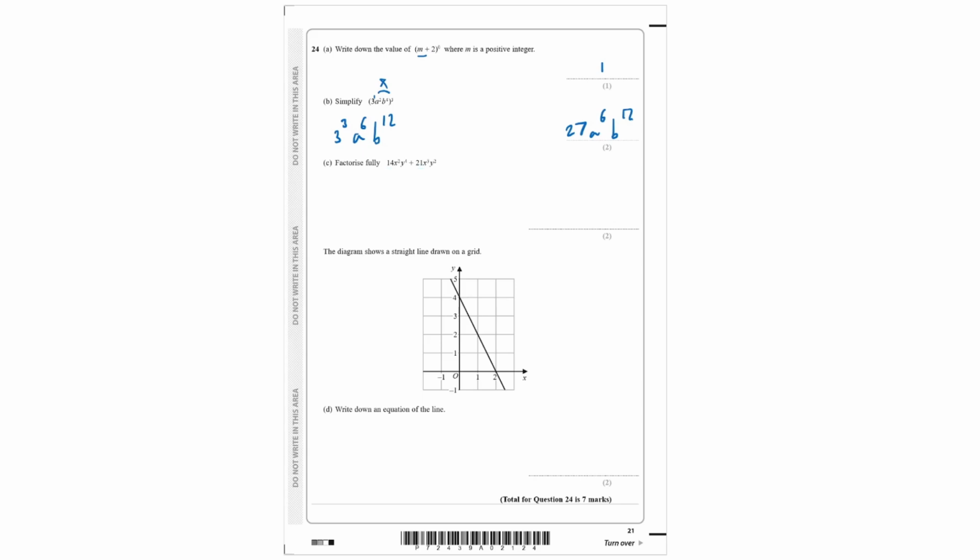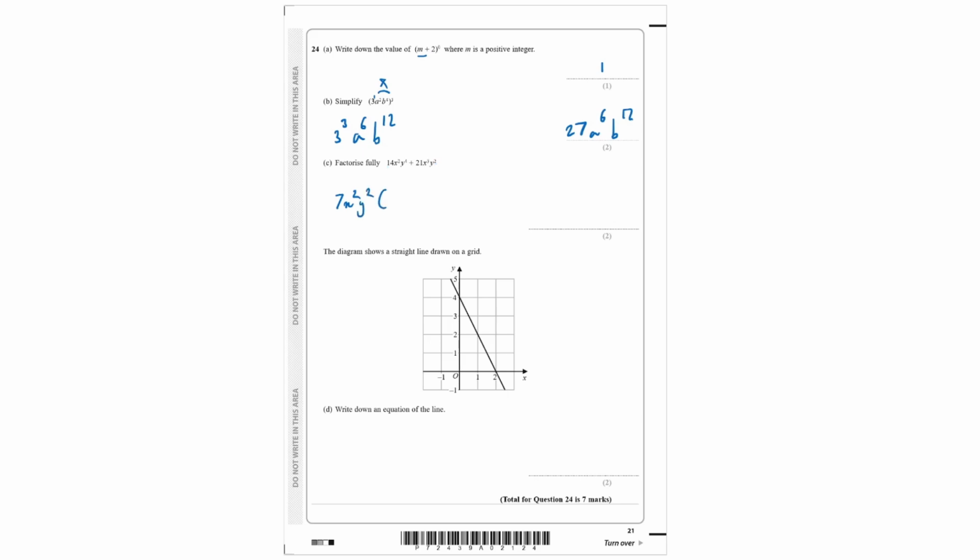Factorize fully. 14x squared times y to the power of 4 plus 21x cubed times y to the power of 2. So we can see that the highest common factor between 14 and 21 is 7. Now to find the highest common factor of x, you have to find the lowest power. So x to the power of 2 and x to the power of 3. 2 is lower, so we write x to the power of 2. And between y to the power of 4 and y to the power of 2, 2 is lower, so we write y to the power of 2.